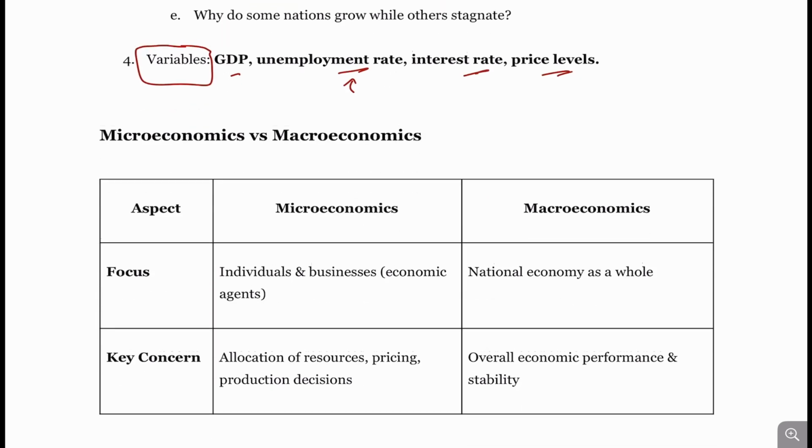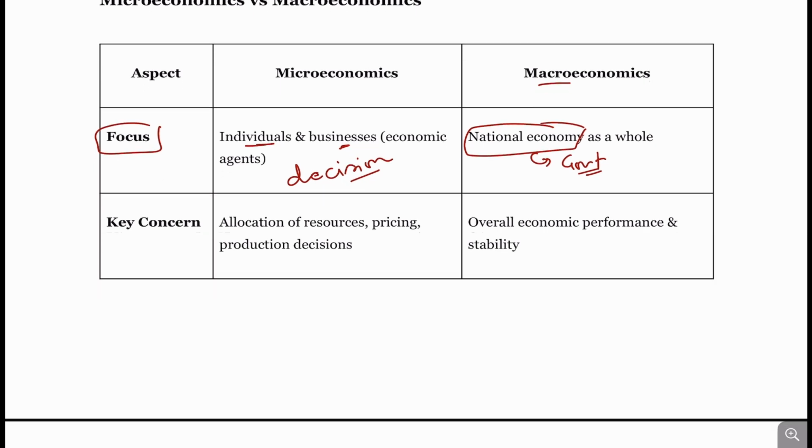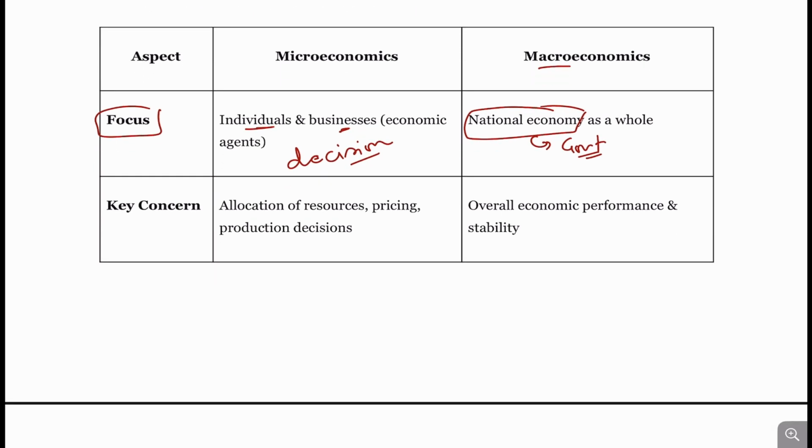I hope you understand. Otherwise, I have presented it in a tabular format also. The focus of microeconomics is on individuals and businesses. They are the economic agents. They are the decision makers, right? While in macroeconomics, the national economy is the focus, and here the national government will be the decision maker, right? What are the different concerns taken up in microeconomics? Resources, how they will be allocated, what the different pricing will be, should we decrease the price, should we increase the price, etc. And what to produce and what not to produce.